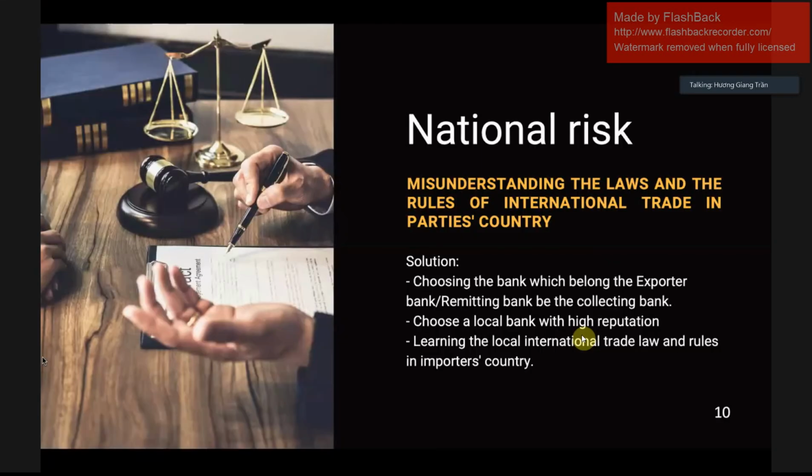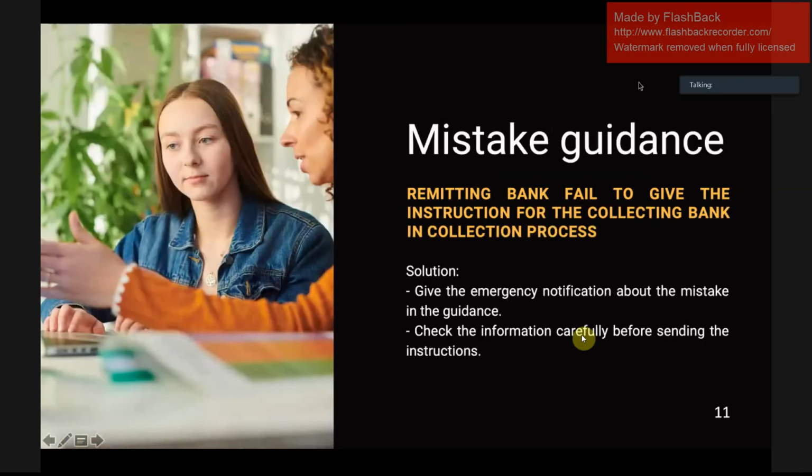Firstly is the national risk. It means the misunderstanding of the law and the rules of international... wait for me please.